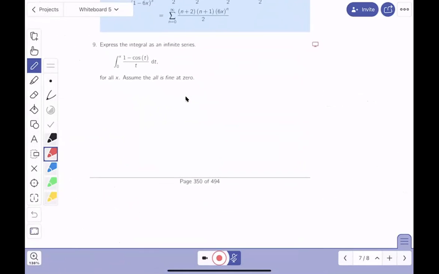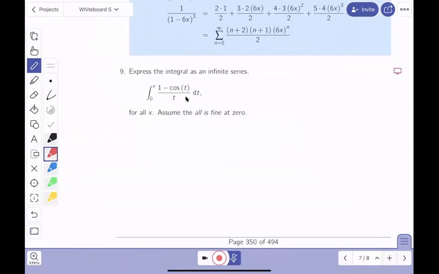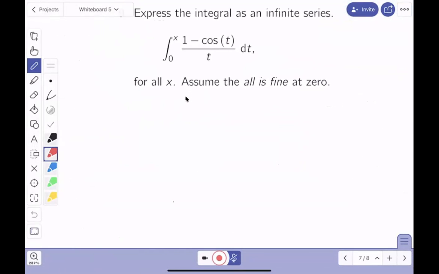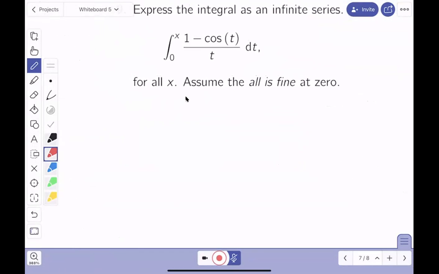This one over here says express the integrals in infinite series. I think I can do that. Let's go through it one step at a time. Assume it is all fine at 0. In other words, don't worry about writing down an improper integral for it.